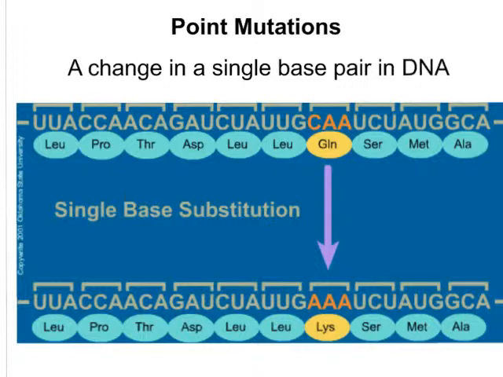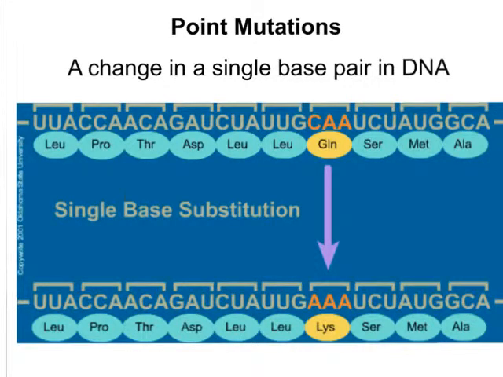Point mutations occur when there is a change in a single base pair in the DNA. So if that were to happen, we would end up with a different amino acid than expected in our chain of amino acids. We can see an example of that here. If we change this codon so that it is no longer CAA but AAA, we'll get an entirely different amino acid. Instead of glutamine at that point in the chain, we have lysine. Notice that a point mutation does not affect the rest of the chain, going that direction or that direction.